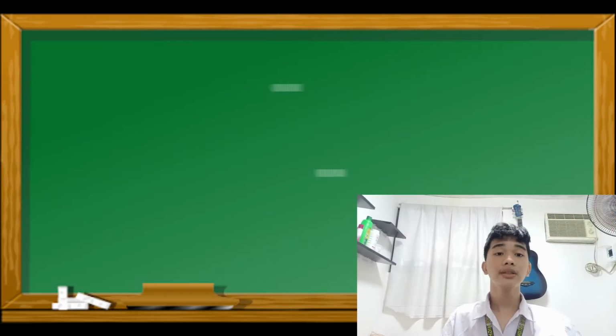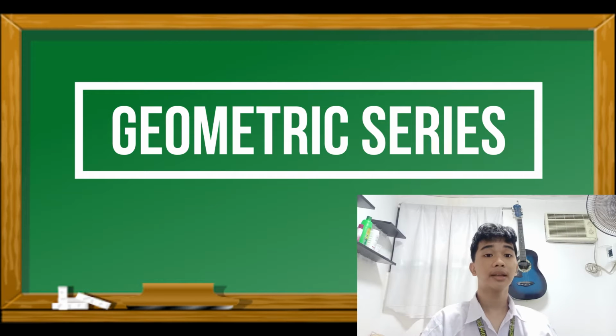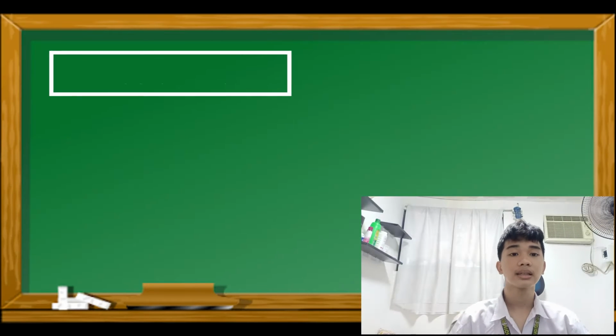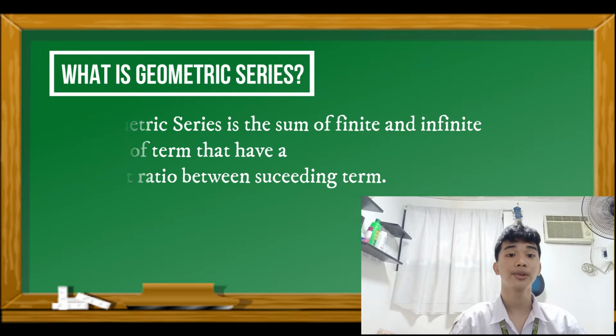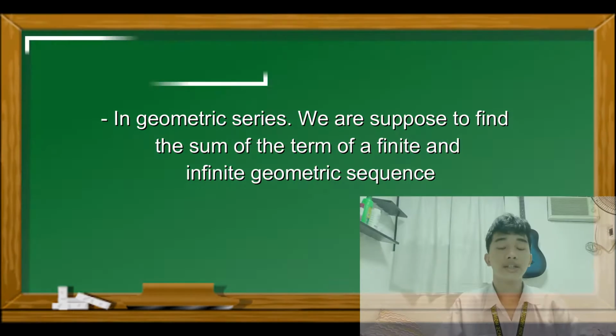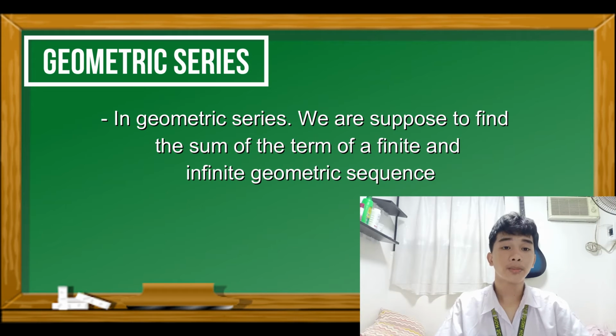And for today's video, we were talking about geometric series. What is a geometric series? A geometric series is the sum of the finite and infinite number of terms that have a constant ratio between succeeding terms. In geometric series, we are supposed to find the sum of the terms of a finite and infinite geometric sequence.